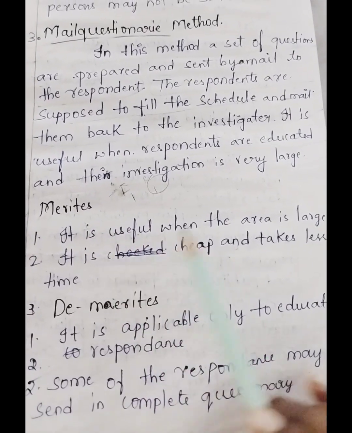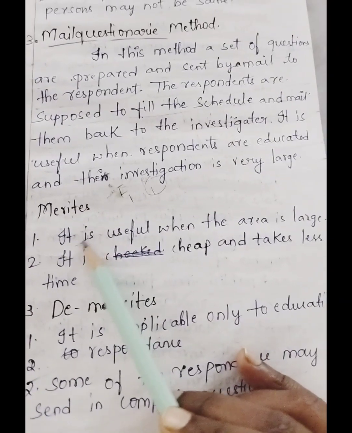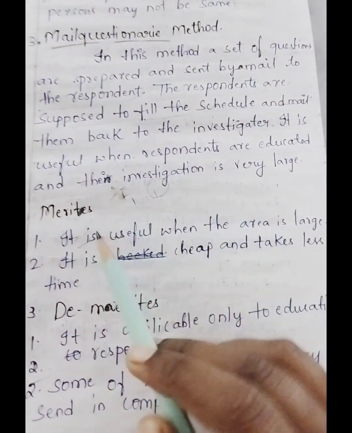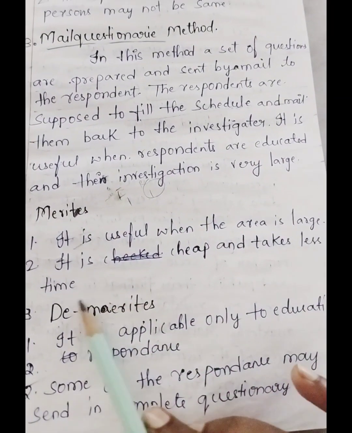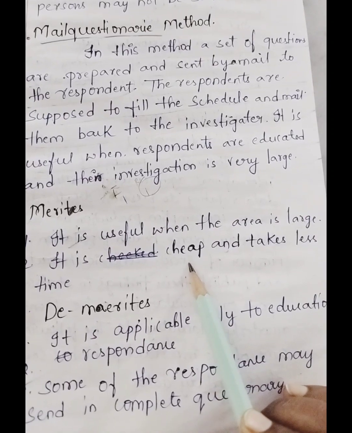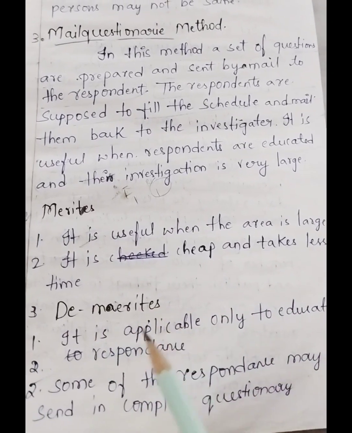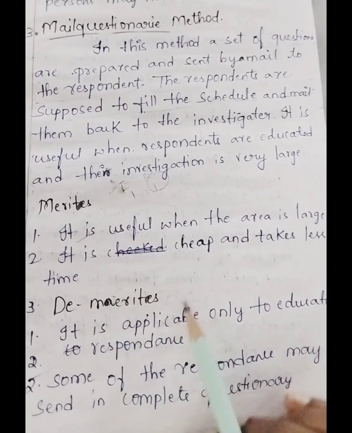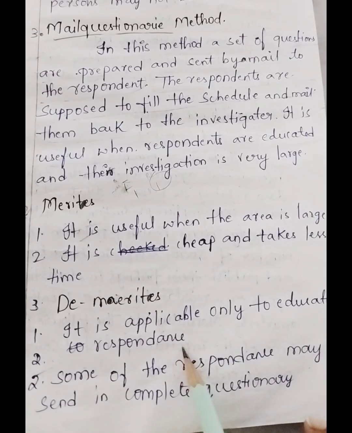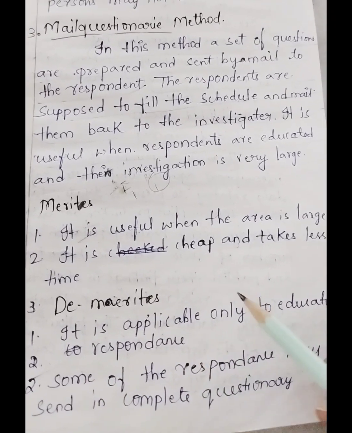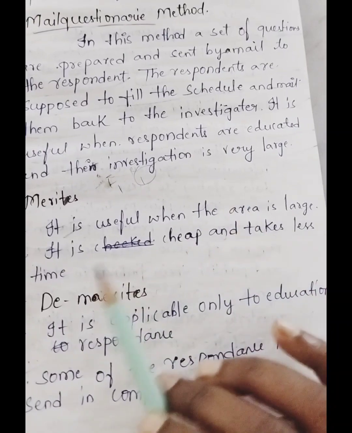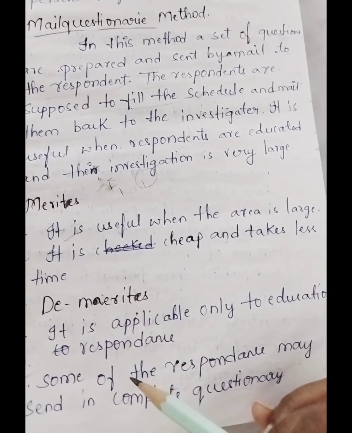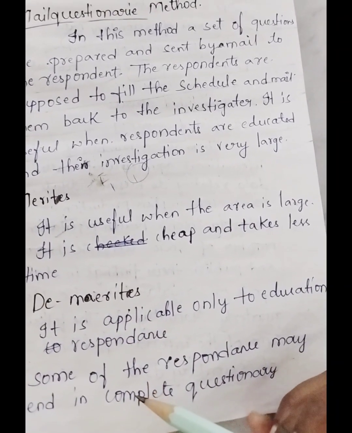So it is useful when the area is large. The same merit applies to the indirect personal interview also, and it is cheap and takes less time. Sending by mail is very cheap and takes less time also. Next, demerits. It is applicable only to the educated respondent. If the person is educated only, we can apply this method. Otherwise it is not useful, because they don't know. If the persons are illiterate, we cannot expect answers from them, right?